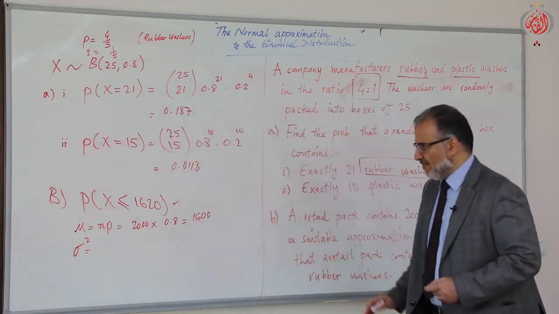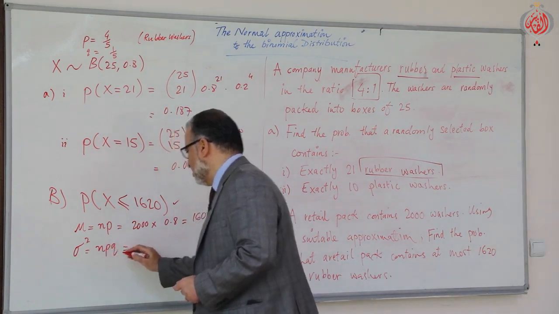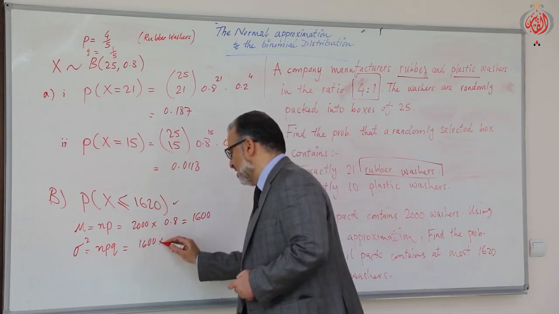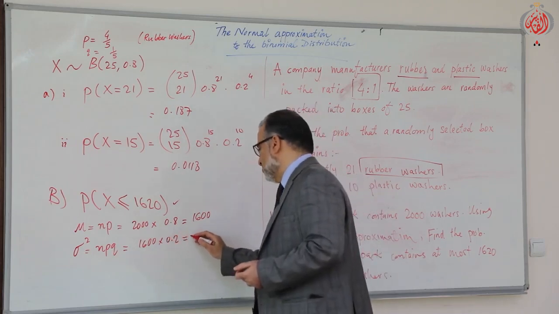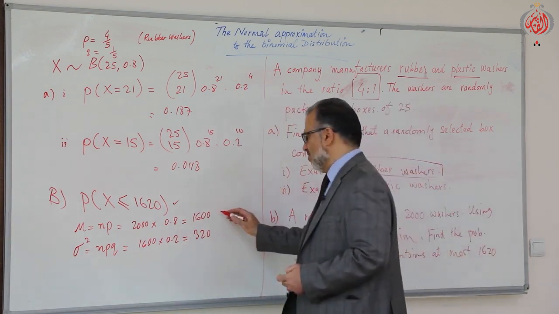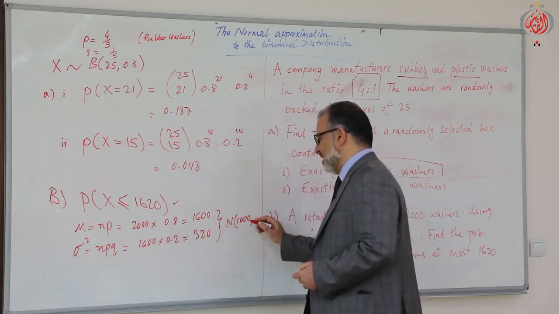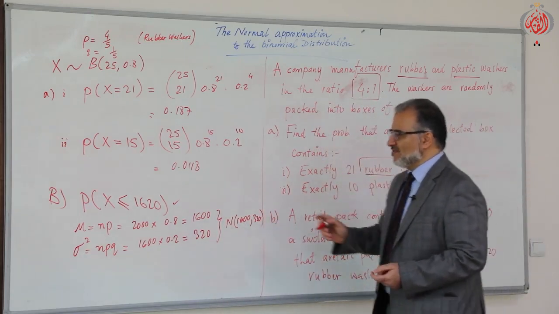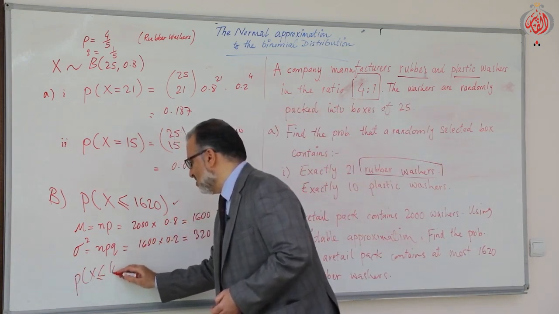What about the variance? We said it is npq. So np is 1,600, and q, as you know, is the probability of failure, which is 0.2. If you multiply, you get 320. So this is the normal distribution now, with mu 1,600 and variance 320. Then, to find this probability, we have to make a correction.